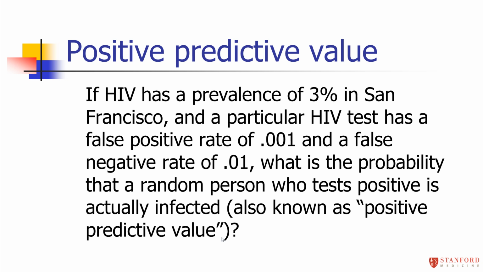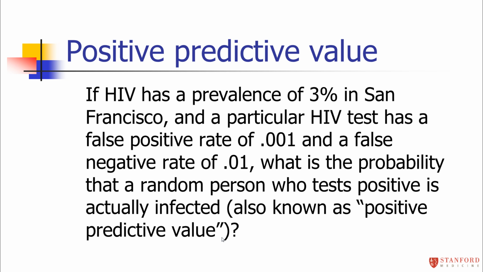We were dealing with an HIV test. Again, same assumptions. HIV has a prevalence of 3% in San Francisco, and this particular test has a false positive rate of 1 in 1,000, false negative rate of 1 in 100. I asked you before to calculate the total probability of testing positive. Now I want to know, what's the probability that a person who tests positive actually has HIV? This is also known as the positive predictive value.